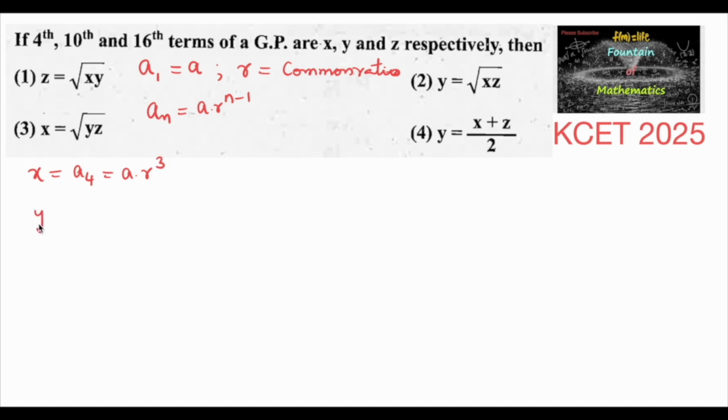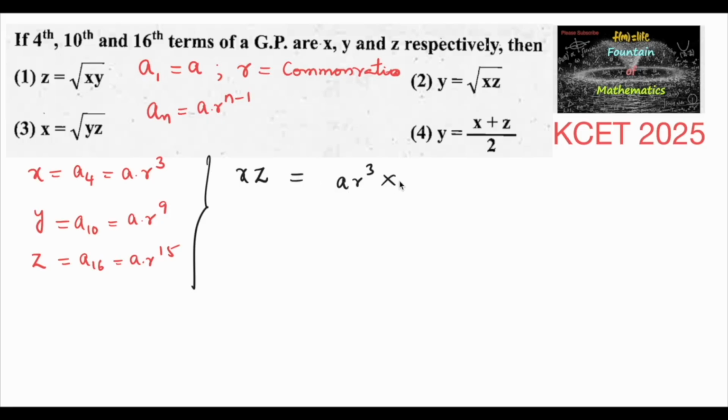And the 10th term is given as y, a10, which is a into r to the power 10 minus 1, that is 9, and the 16th term is given as z, so a into r to the power 16 minus 1, that is 15. So here if you consider x into z, that is a into r to the power 3 into a into r to the power 15, which is equal to a square into r to the power of 18.